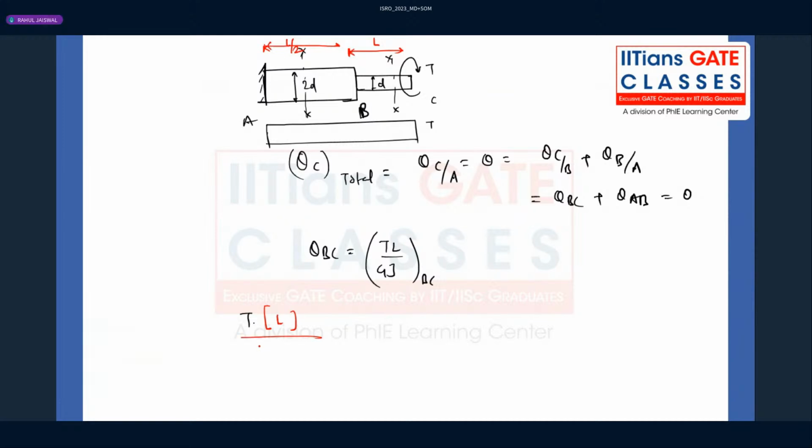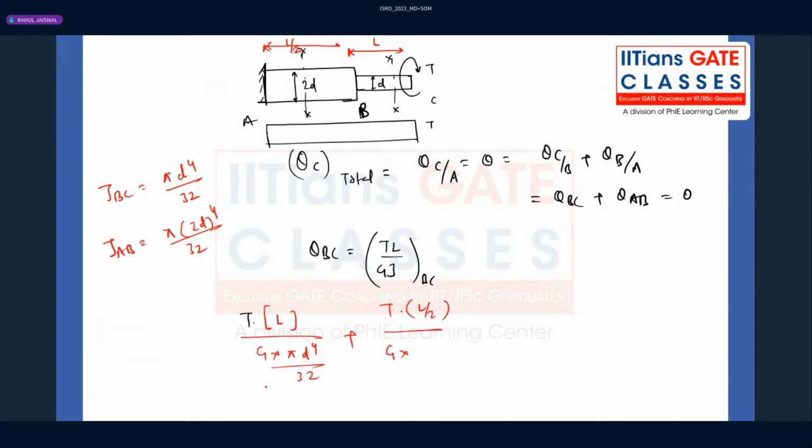So T into L. For BC I am writing G into J. For BC, what is the J? J for BC will be pi d power 4 by 32, and J for AB section will be what? Pi 2 d power 4 divided by 32, right? So now GJ is pi d power 4 by 32 plus T into L by 2. I'm writing for AB section.